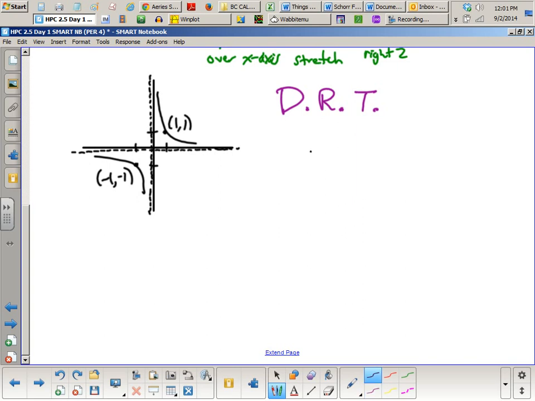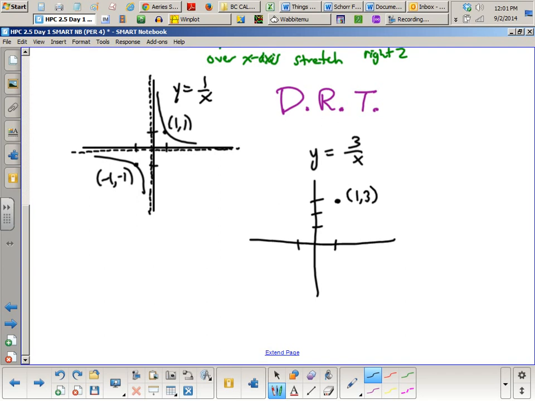Okay, so let's graph y equals, this is y equals 1 over x. We're going to graph y equals 3 over x first. Just going to dilate. That's it. Okay, so what happens? The point 1, 1 becomes the point 1, 3. And the point negative 1, negative 1 becomes the point negative 1, negative 3. Nothing else changes. The points just sort of move further away from the x-axis. That's our first stage.